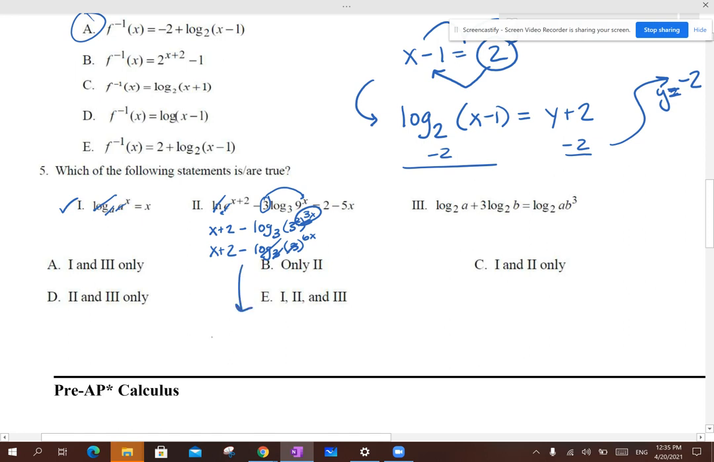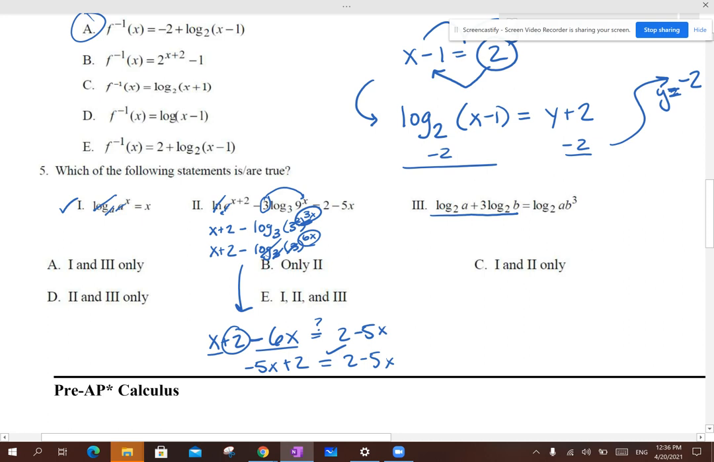So I'm just going to write it down here. I've got x plus 2 minus, this simplifies to just 6x. And we're checking to see if that equals 2 minus 5x. So I've got x minus 6x is negative 5x plus 2. Does that equal 2 minus 5x? And yes, it does.